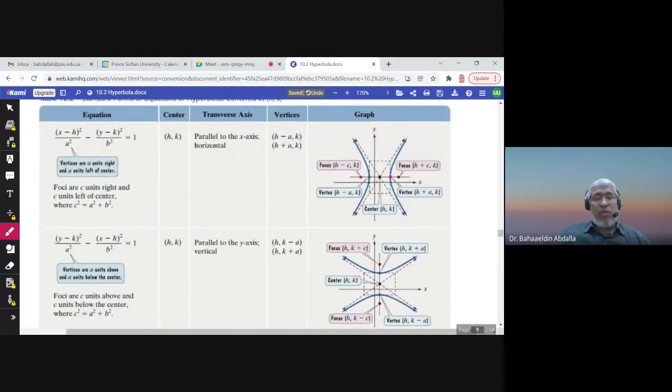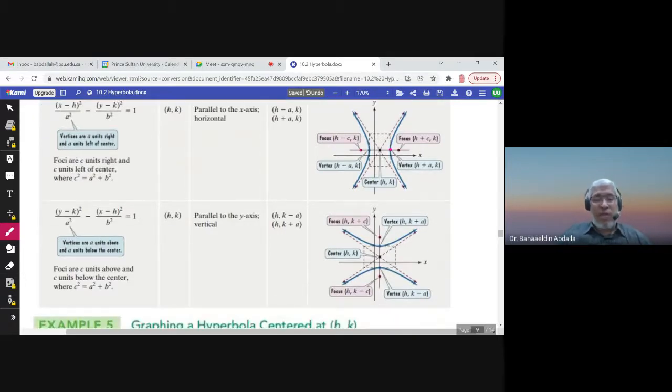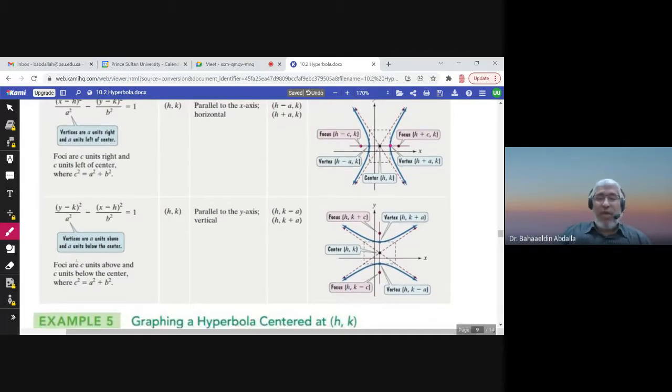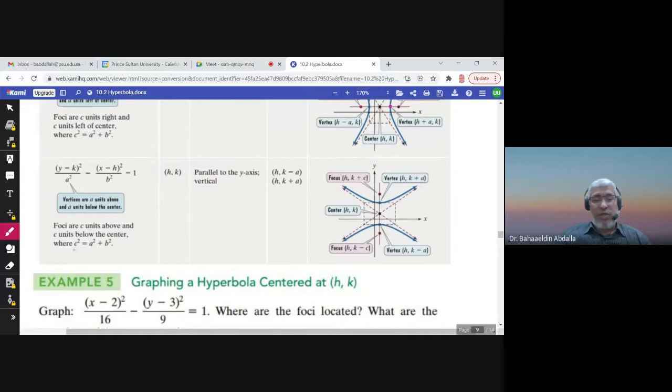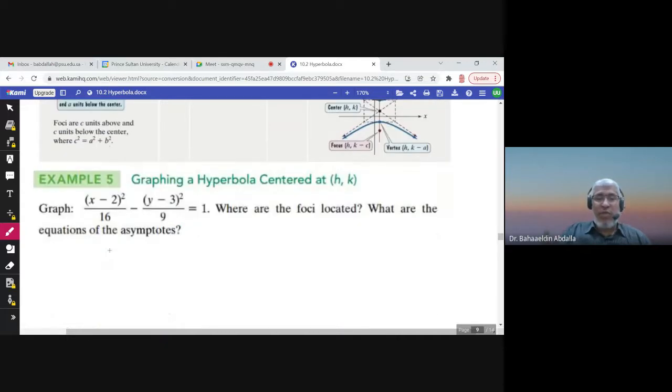So this is the horizontal hyperbola in which (x minus h) to the power 2 is positive. And this is the vertical hyperbola in which y squared is positive. And the relation remains as it is, c squared equals a squared plus b squared.